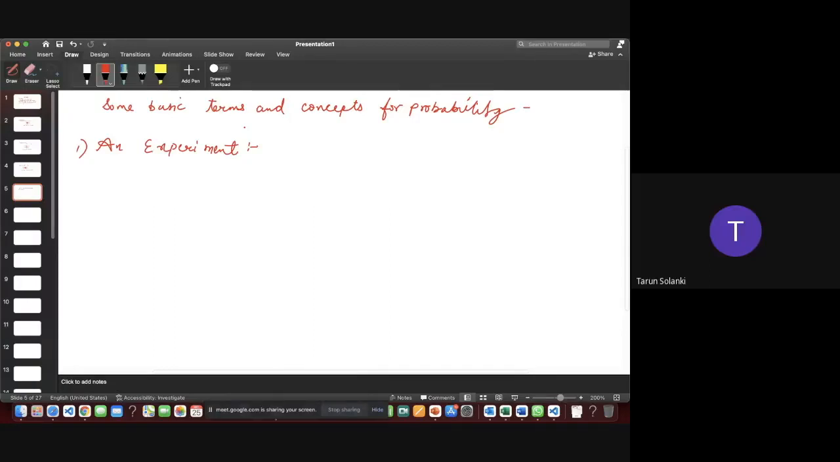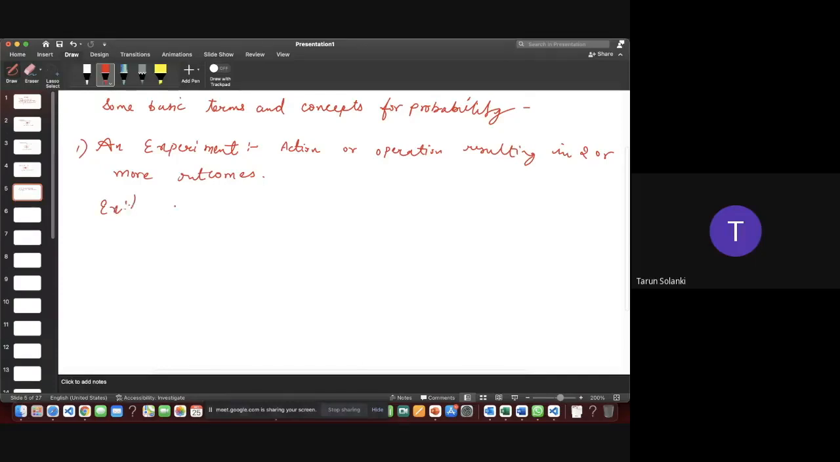So, what is an experiment? An action or operation resulting in two or more outcomes is called an experiment. We can write: action or operation resulting in two or more outcomes.